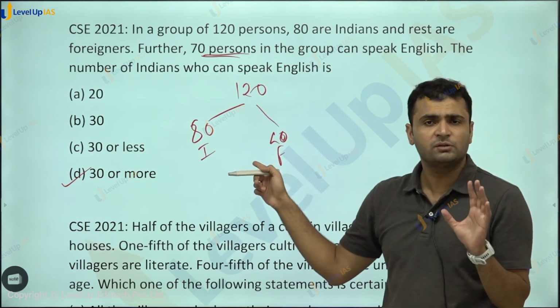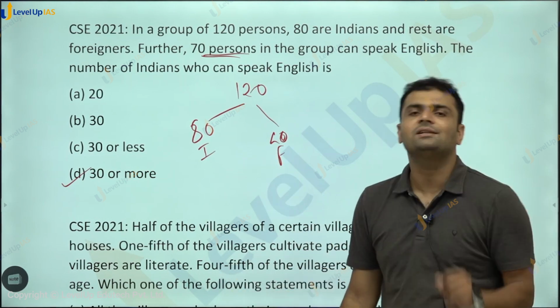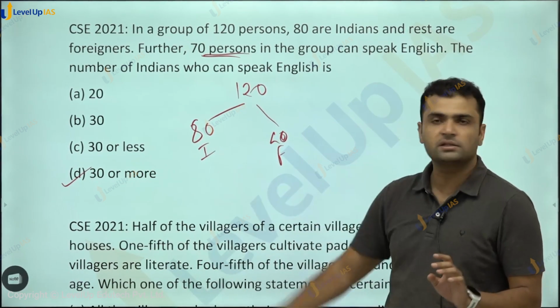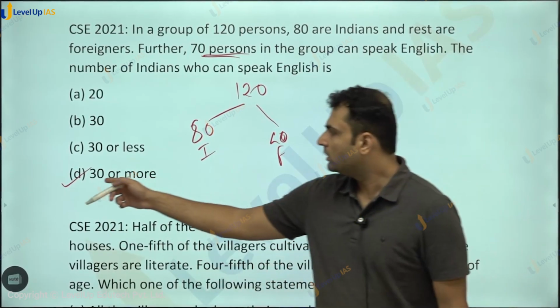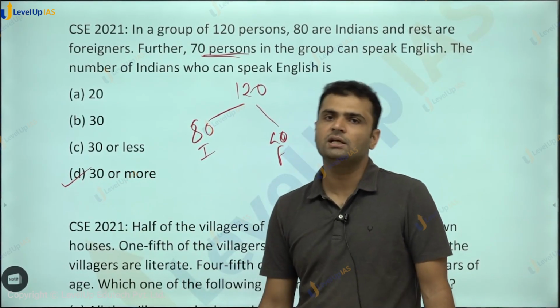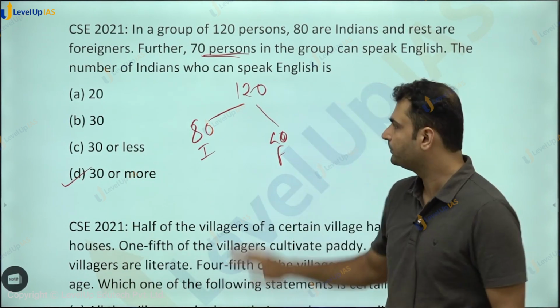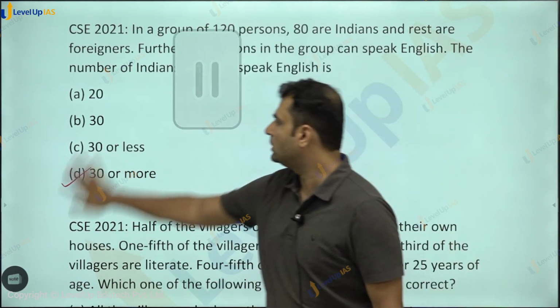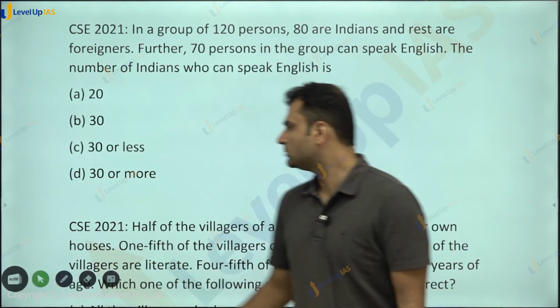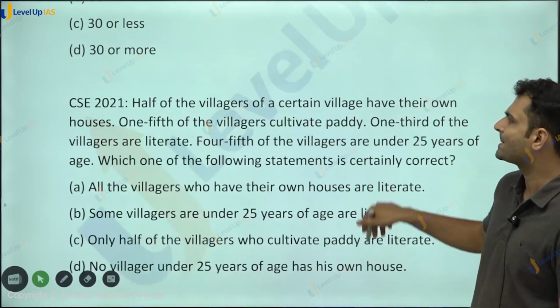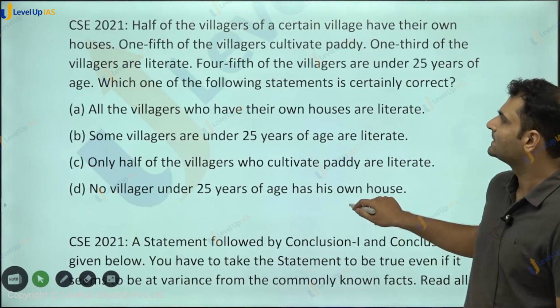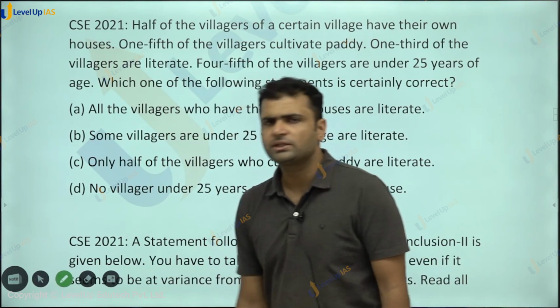Maximum 40 foreigners can speak English. So at least 30 of the Indians will speak English. So 30 or more Indians can speak English. 30 to 70, anything can be there. So just don't assume anything. Again, a very, very logical question.